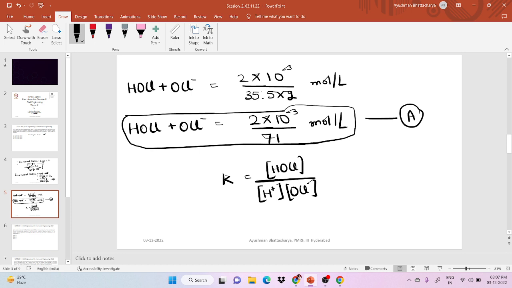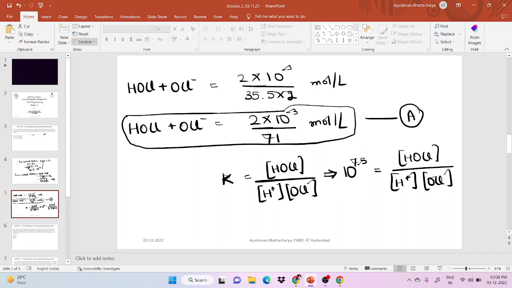Okay. So now from here, the value of K they have mentioned as 10 raised to the power 7.5. So we can write it like that: HOCl ⇌ H+ + OCl-. Now if we look at equation A, we substitute the HOCl value in the top, so we will write it in this way.